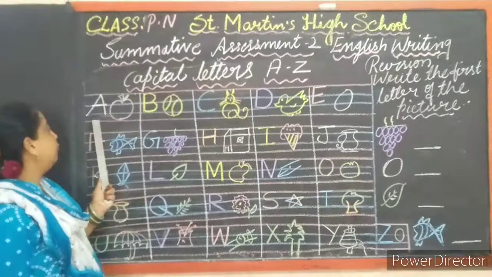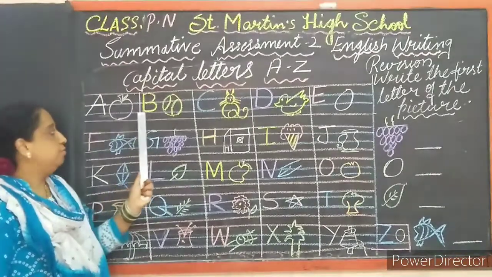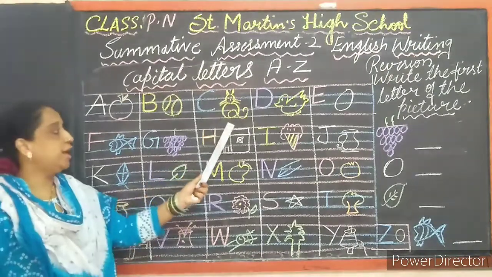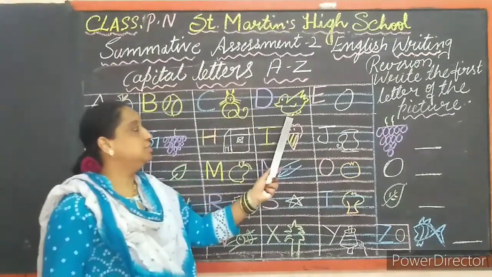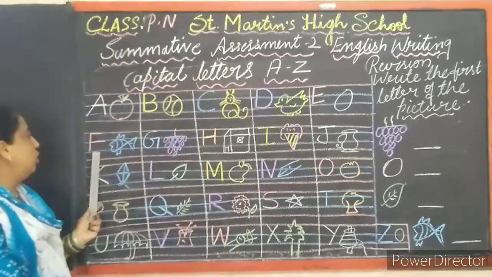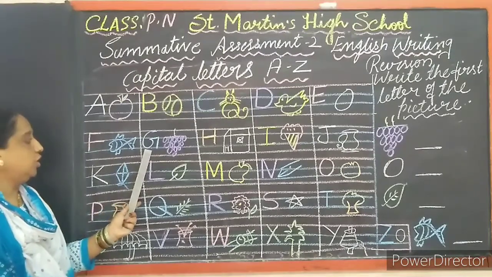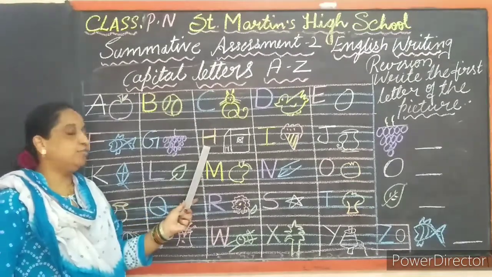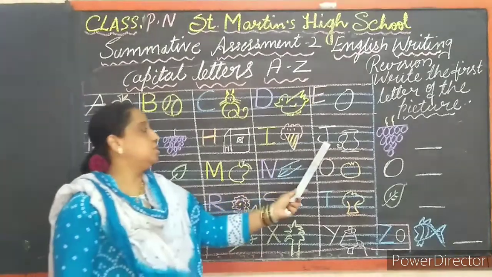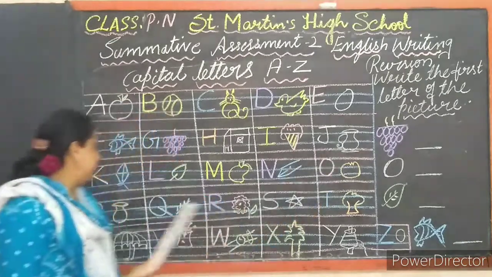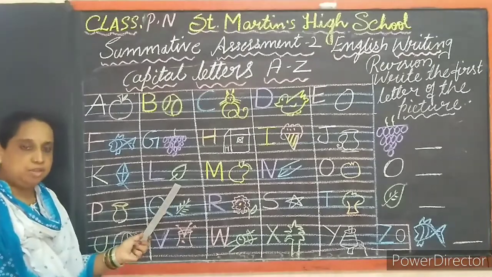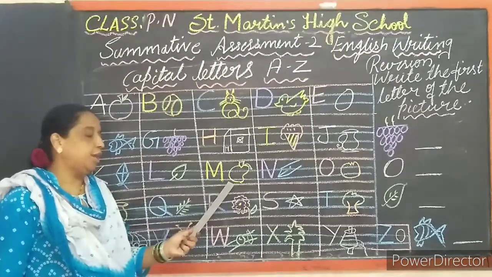Repeat after me. A for apple. B for ball. C for cat. D for duck. E for egg. F for fish. G for grapes. H for house. I for ice cream. J for jug. K for kite. L for leaf. M for mango.